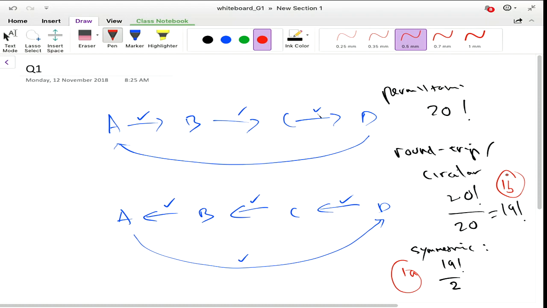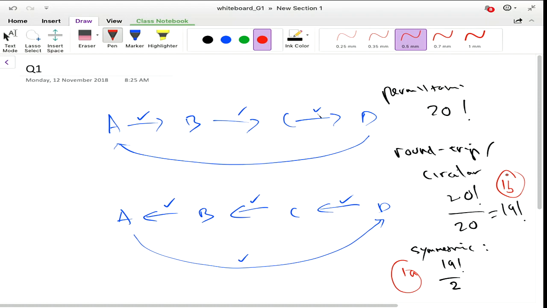Because for brute force, you don't need to examine all the possible tours. If you examine ABCD, and the tour for DCBA is exactly the same, then you don't need to compute it a second time. I think that's the key point here. All right? Okay, any clarification for question 1?